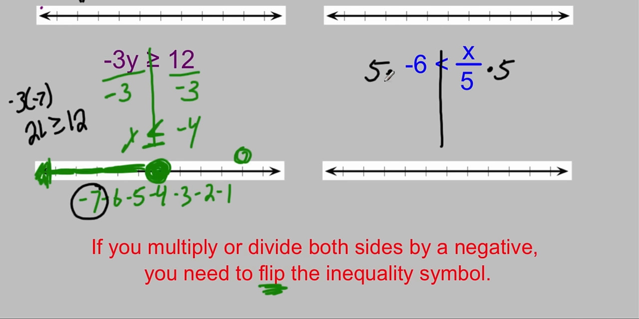Ask yourself, what did I do to both sides? Well, I multiplied by a positive 5. If you're multiplying by a positive, nothing changes. We just get negative 30 is less than x. It's only when you multiply or divide by a negative do we have to flip anything. Yeah, got to watch the undoing.